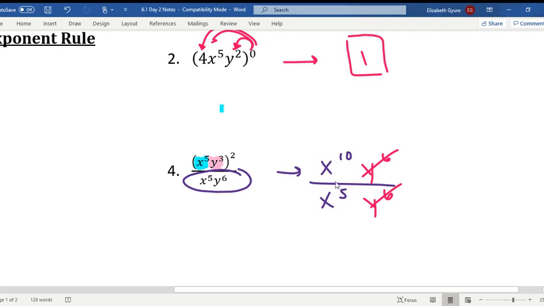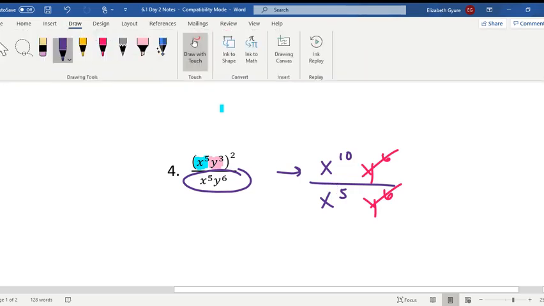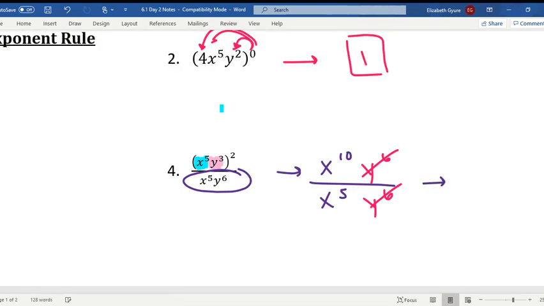This is our product rule. Stack them and do what? Subtract them. Stack them and subtract them. 10 minus 5 is going to give us x to the what? 5th. Good. Questions on that?